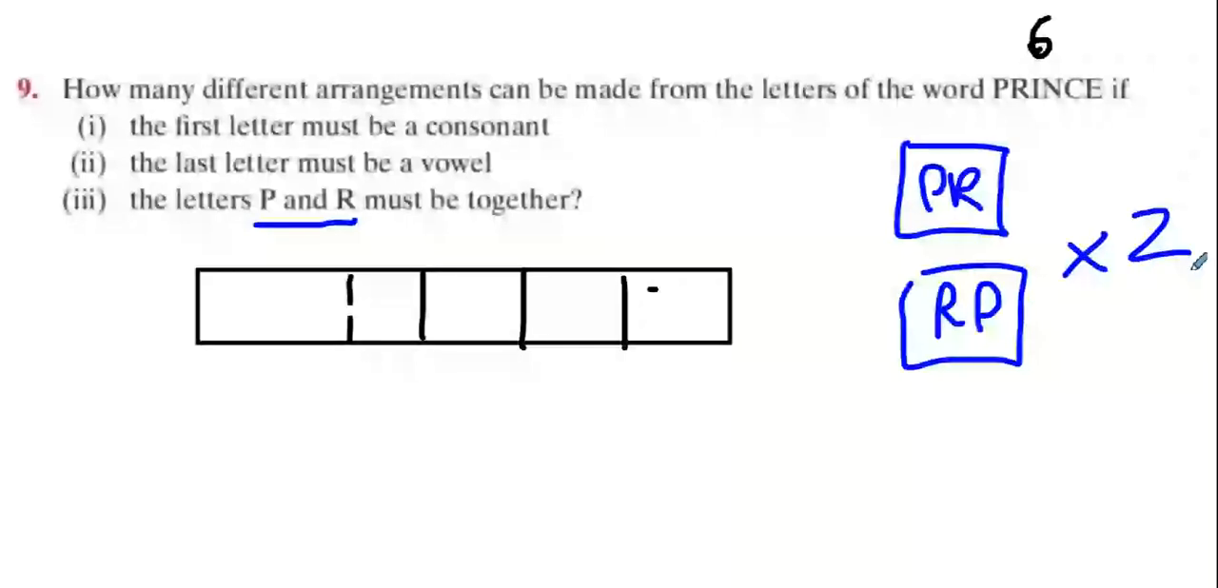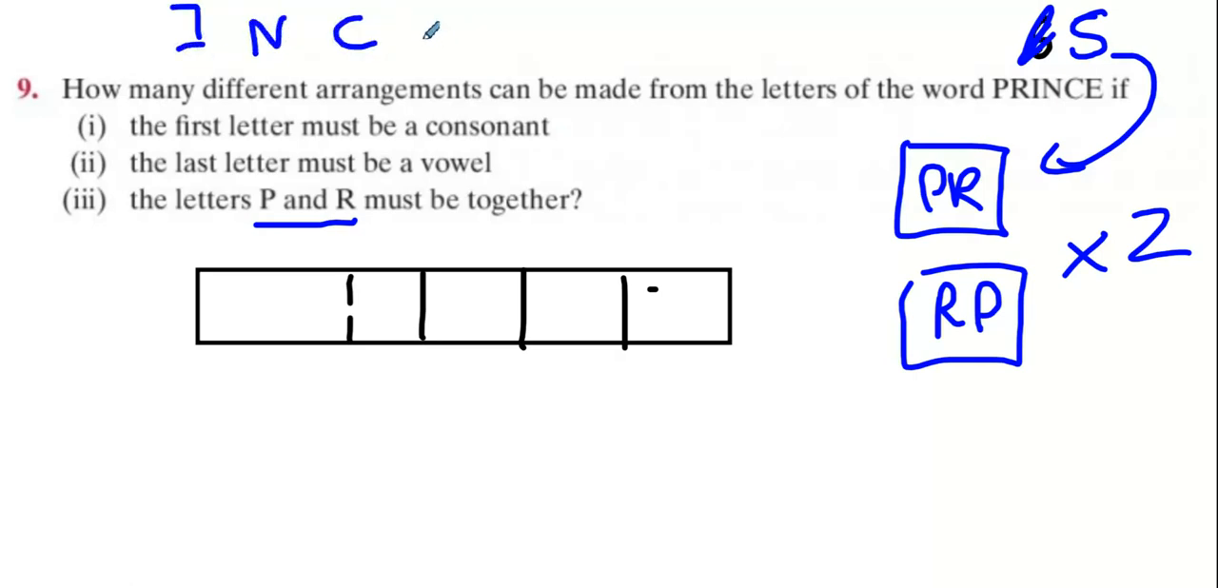And in one of those boxes, you'll either have PR or RP joined together, which is 2 different variations, yeah? So technically, I'm not dealing with 6 letters anymore. I'm dealing with 5 slots, where one of the slots is going to be occupied by 2 letters. Okay? So how many choices do I have for the first slot? I can choose I, N, C, E. I can also choose PR or RP as a unit. How many choices is that? That's 5 different choices.